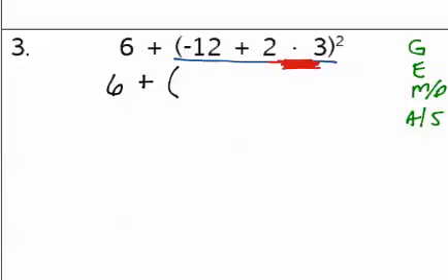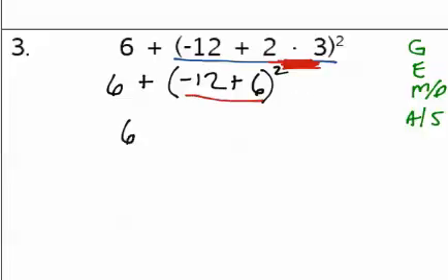We need to simplify everything in the parentheses to one number before we go on to the exponents. So I have negative 12 plus 2 times 3 is 6, squared. All right. Again, common mistake. People see that exponent and they think that they need to do 6 squared. No. We need to simplify everything in the parentheses first.